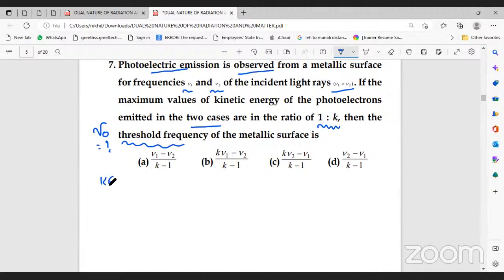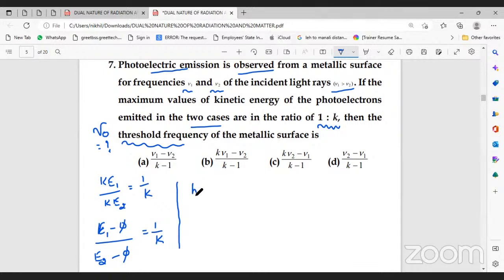Now, you know that the kinetic energy ratio is given. Kinetic energy 1 by kinetic energy 2, that is 1 by k. What is the formula for kinetic energy? Total energy minus work function. This is E1 minus phi divided by E2 minus phi, equals 1 by k. What is E1? h into nu1, right? Yes, sir. Work function is h nu naught. E2 is h nu2. Work function is h nu naught.